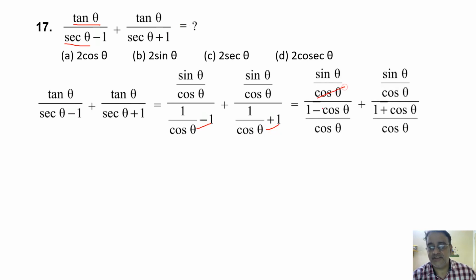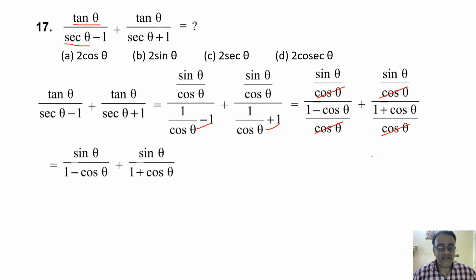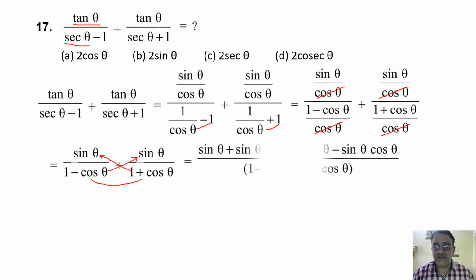Now cos theta you can cancel. So finally what we are going to get: sin theta upon 1 minus cos theta plus sin theta upon 1 plus cos theta. Now we can take LCM. This is to be multiplied with sin theta and this to be multiplied with sin theta. And in the denominator we get 1 minus cos theta into 1 plus cos theta. This step is clear? Okay, is something cancelling in the numerator?